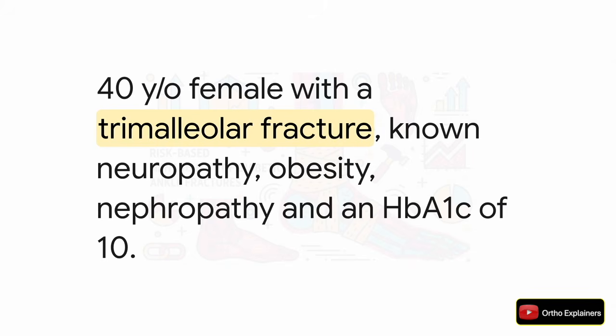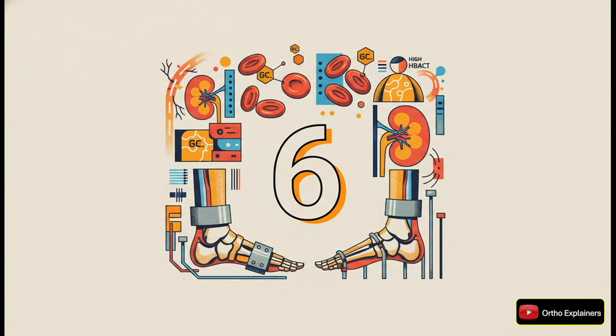Okay, let's put this score into practice. We'll take another case to see how this works. We've got a 40-year-old woman with a trimalleolar fracture, and she presents with a whole constellation of high-risk features. She has neuropathy, she has nephropathy, she's obese, and her HbA1c is a whopping 10. A real challenge. So let's run the numbers.